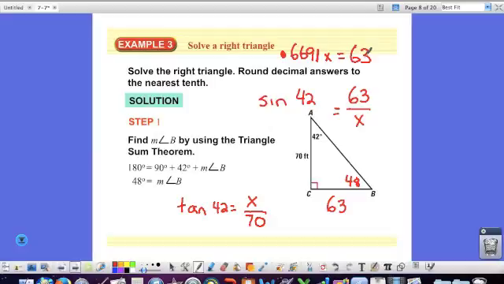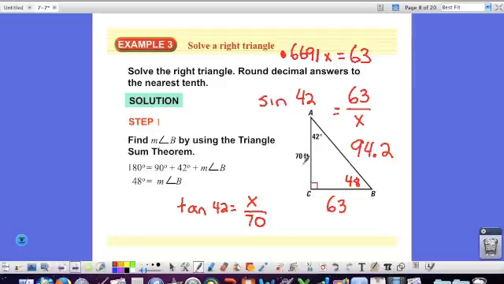So I'm now going to do 63 divided by 0.6691, and I get 94.156, which is basically 94.2.